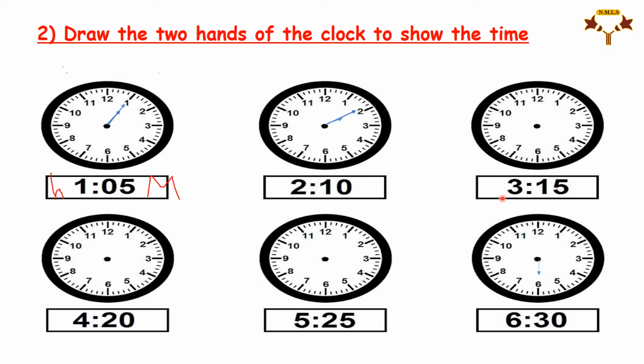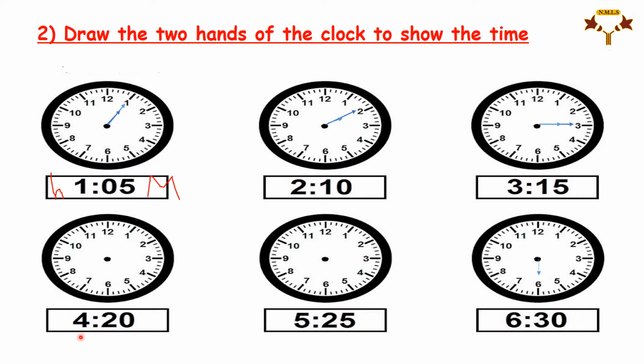The third one, here we have 3 in hours and 15 in minutes. Then we start by short hand to represent hours, then short hand will be at 3, and long hand will be at what? We start from 1, 5, 2, 10, 3, 15. Then we draw long hand at 3.